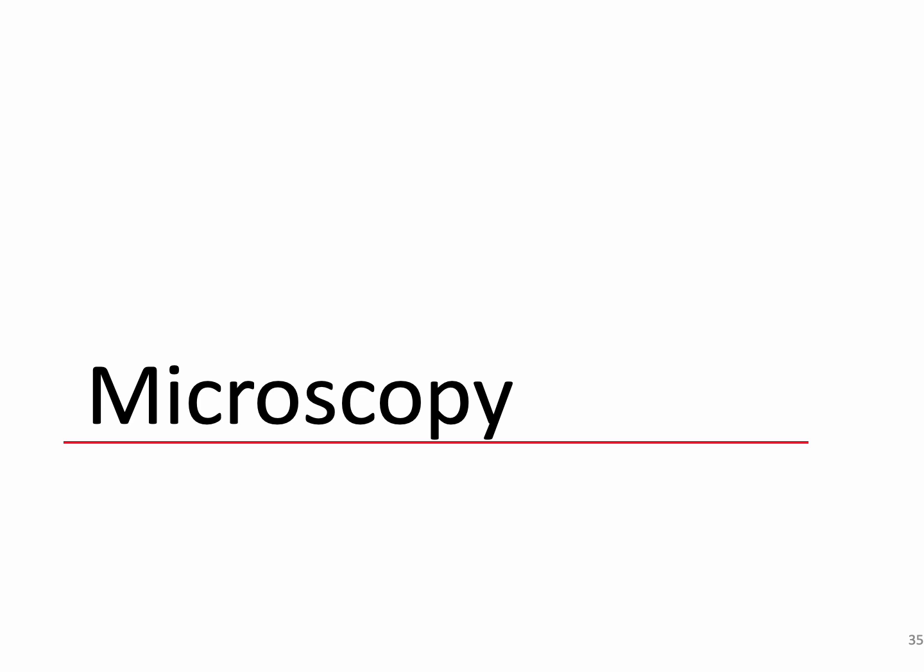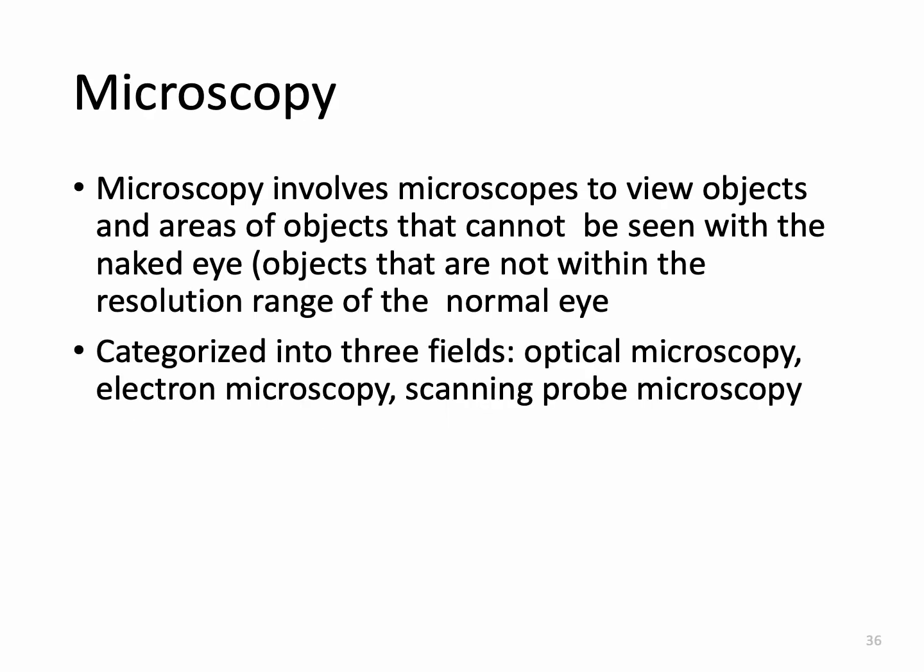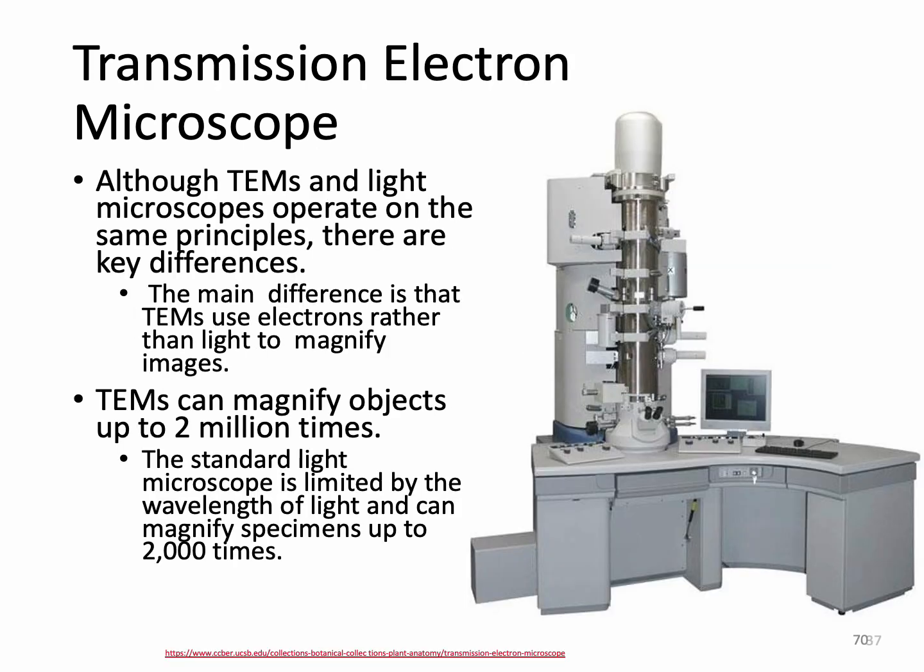What is microscopy? Microscopy involves microscopes to view objects and areas of objects that cannot be seen with the naked eye, so objects that are not within the resolution range of the normal eye. Microscopy is categorized into three fields: optical microscopy, electron microscopy, and scanning probe microscopy.